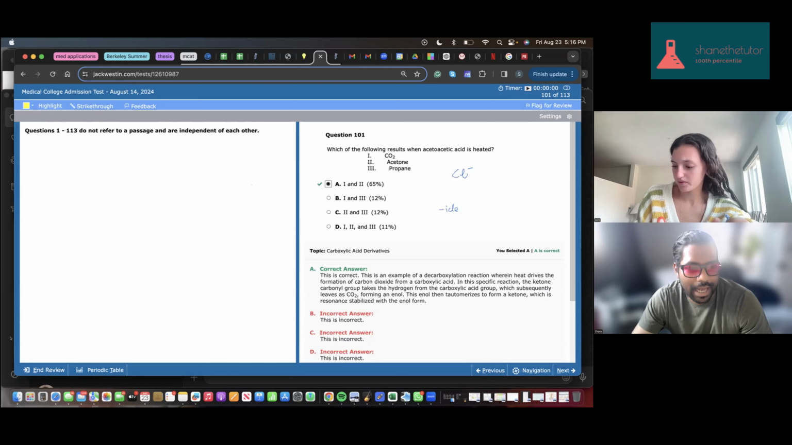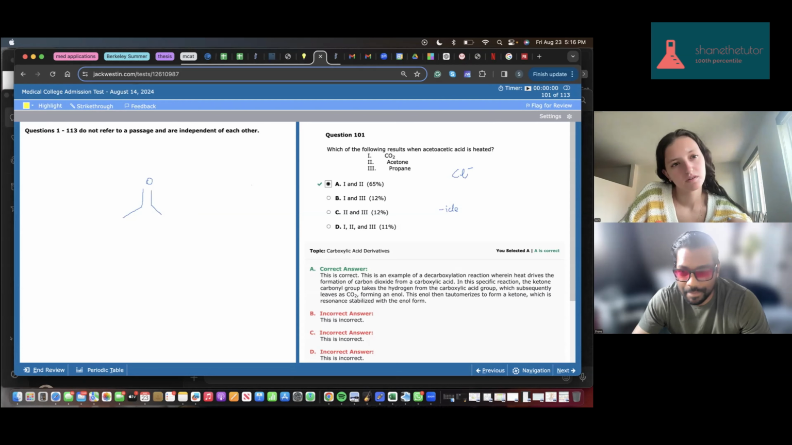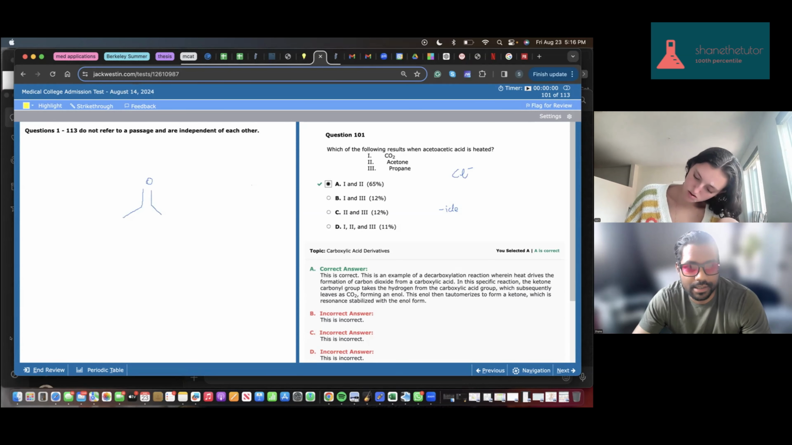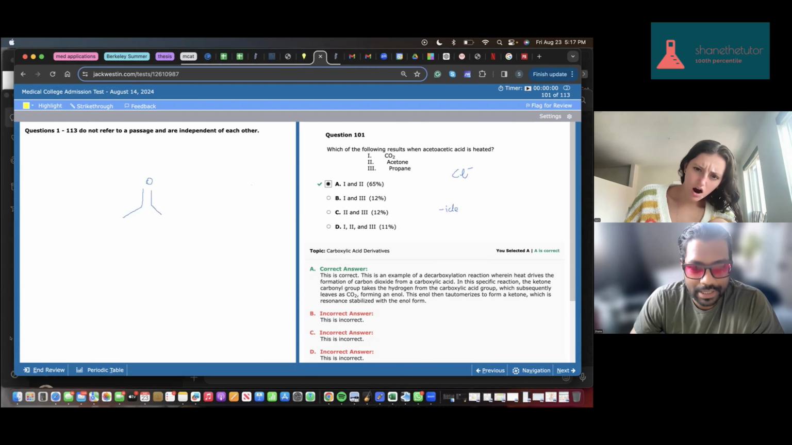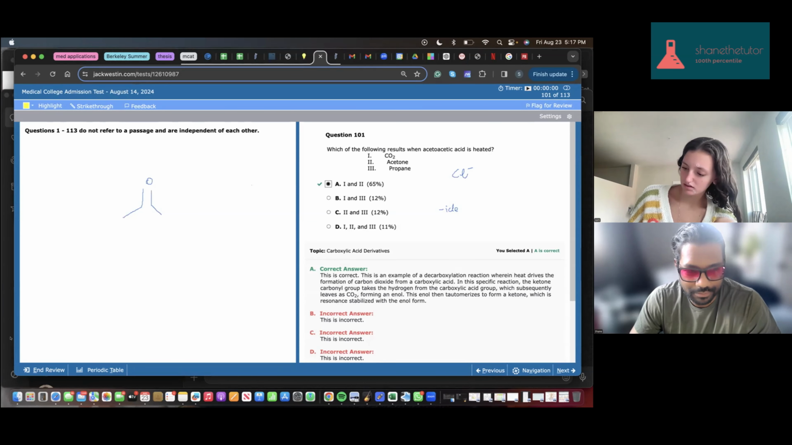So acetone looks like this with CH3s on both sides. And acetoacetic acid would mean that we would have to add a carboxylic acid to this. So this is going to look like this.